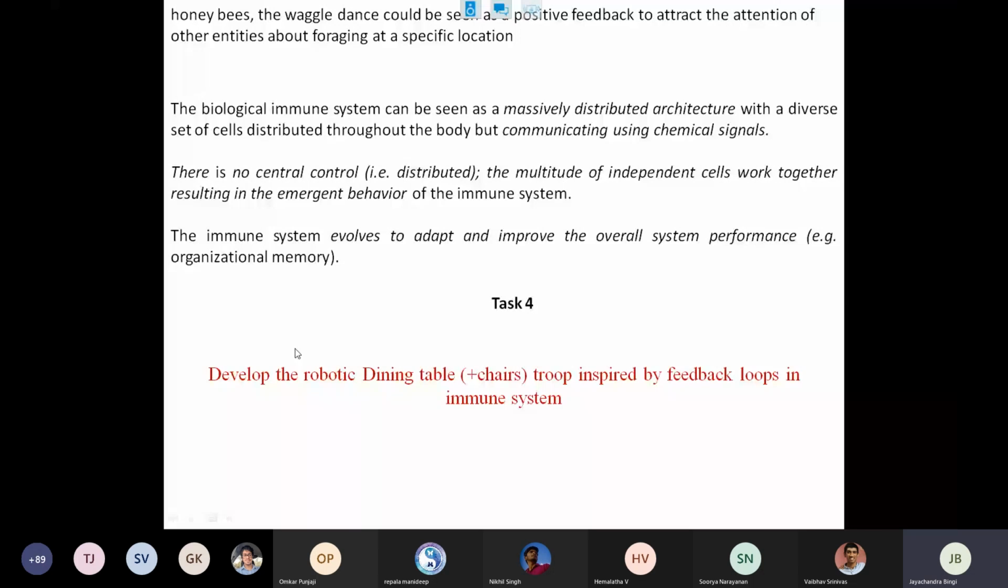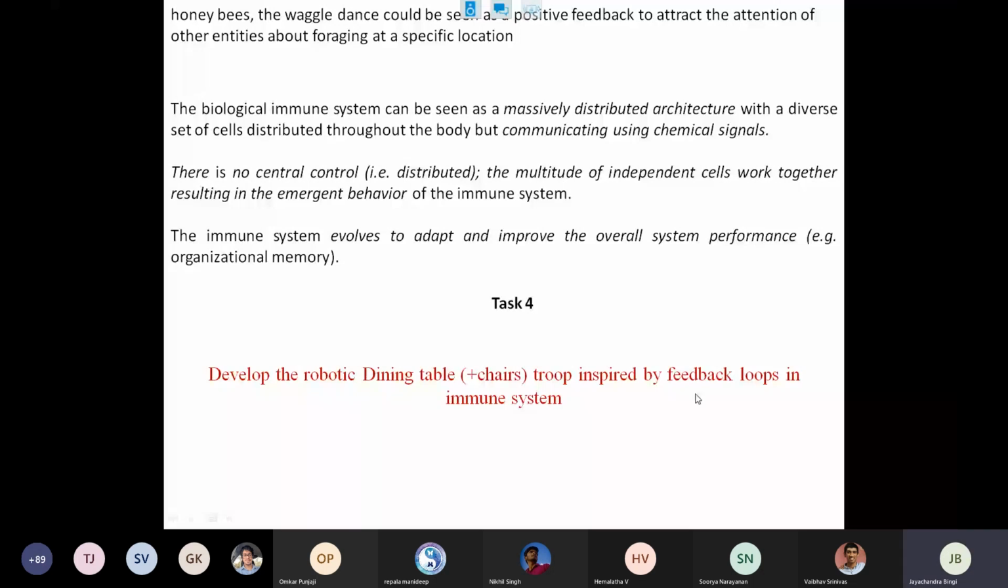So your inspiration is the immune system. You may study that for the next 2 hours, no problem. And observe what the feedback loops are. Okay. So how many positive feedback loops and how many negative feedback loops you can find in the immune system. And can you apply those in the dining table concept in the hotel. So what are the conditions you are applying?